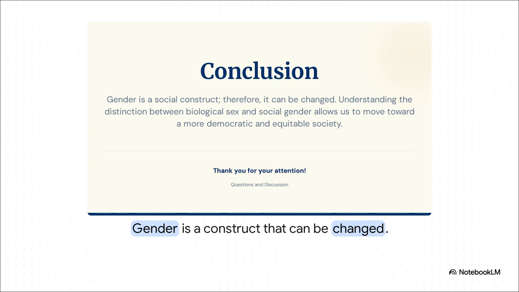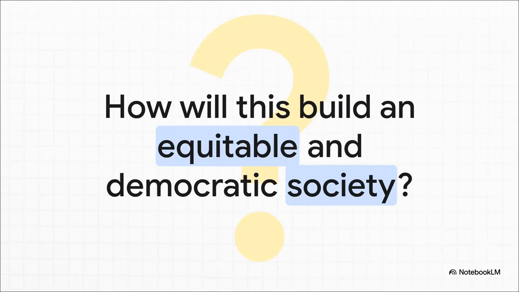We aren't trapped by traditional roles if they don't serve us anymore. The source argues that grasping this exact distinction is how we move toward a more democratic, equitable society where a person's opportunities aren't arbitrarily limited by their biology. I want to leave you with this final, provocative thought. Everything we've covered today proves that society made the rules of gender. And society is just you and me, which means we can change them.